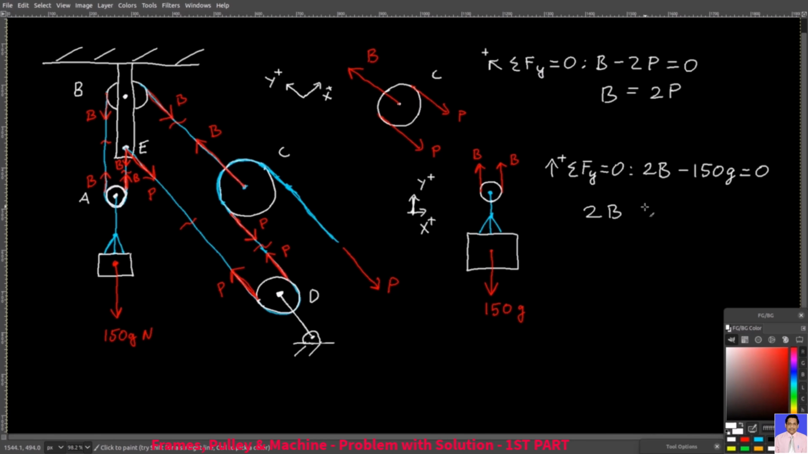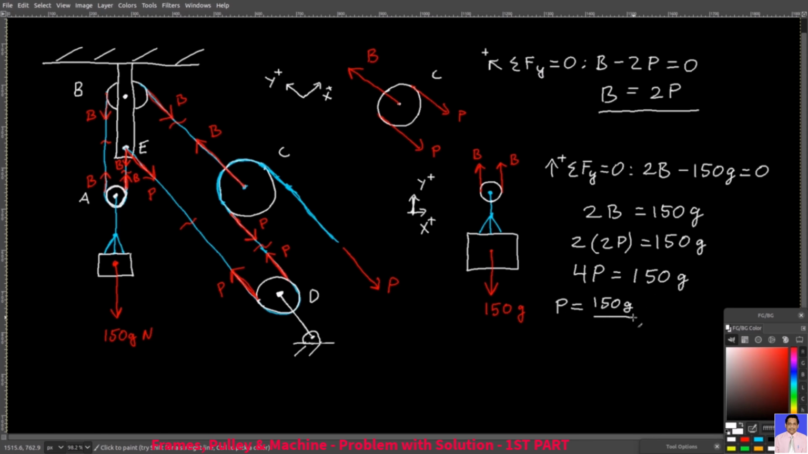So 2 times B equals 150 G. However, B equals 2 times P. So you have 2 times 2P equals 150 G, or simply 4 times P equals 150 G. So P equals 150 G over 4. It gives you 37.5 G newtons. In other words, it gives you 367.875 newtons. There you go.